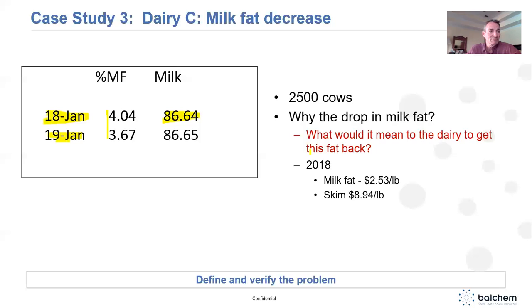It all comes down to the finances, guys. Y'all know that. Take milk fat. If they were getting paid on milk fat, $2.53 a pound at the time, what does that mean if we get this back up?